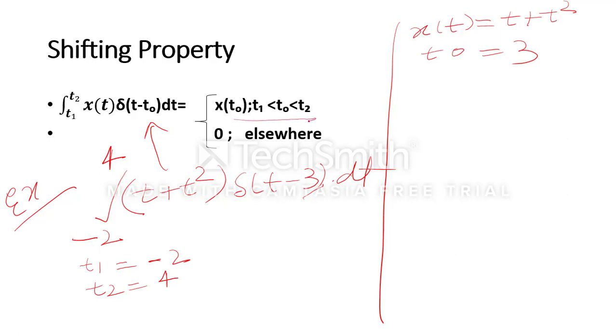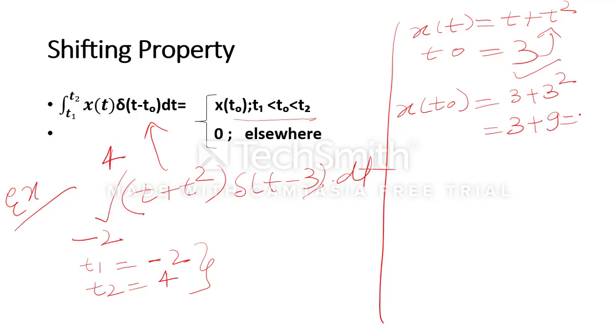First of all, you have to check that your t naught lies between t1 and t2. You can see it is 3, so obviously 3 lies between these two limits. So now the answer will be x(t naught). x(t naught) means you put the value of t naught in the xt equation. What is t naught? 3. So you put this value over here and you will get 3 plus 3 square. So what you are getting? 3 plus 9, that will be 12. So your final answer will be x(t naught), that is 12.